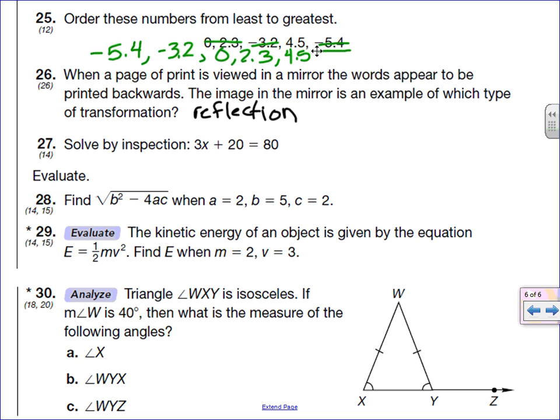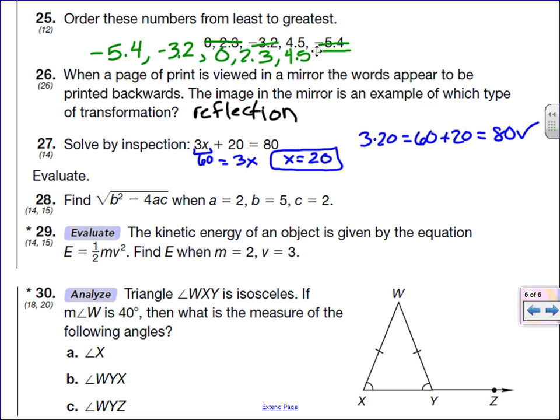Solve by inspection. So if I look at this, what number plus 20 would give me 80? Well, 60 plus 20 would give me 80. So then 3x has to equal 60. So now the question is, what number, when I multiply it by 3, gives me 60? Well, 20 times 3 gives me 60. So we can double check and say 3 times 20 equals 60. 60 plus 20 equals 80. That one works.